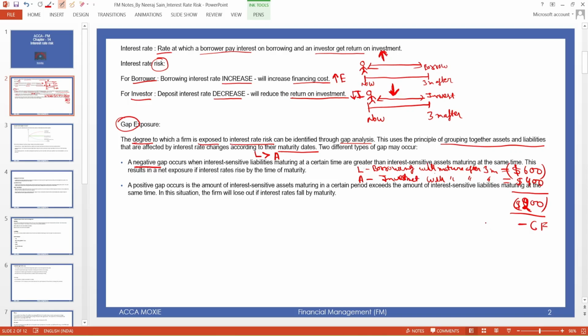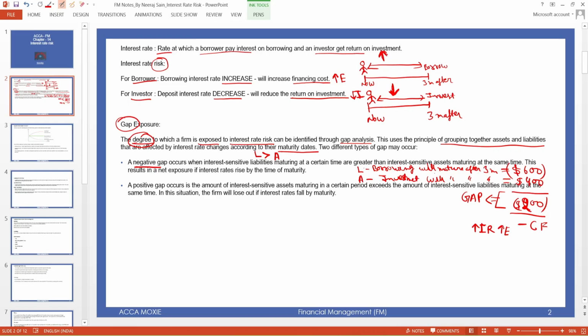If the liability is greater than the investment, then if the interest rate increases, your expense will increase. This is the risk you will face, so this is the degree of risk. It can be measured by this analysis: the higher the gap between investment and borrowing, the higher the expense. If, for example, the gap is 400, your expense will increase by double, or at least be higher than it is right now. So higher the gap, higher the interest rate we have to pay, higher the expense.